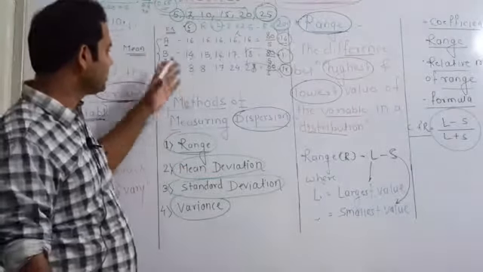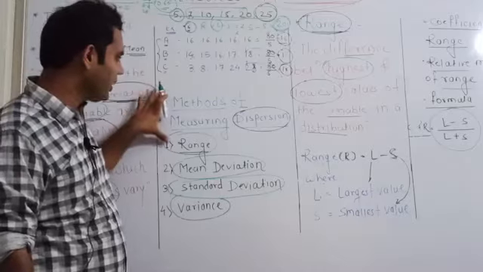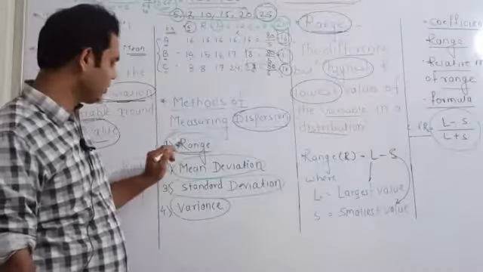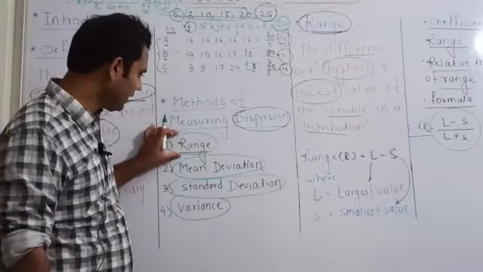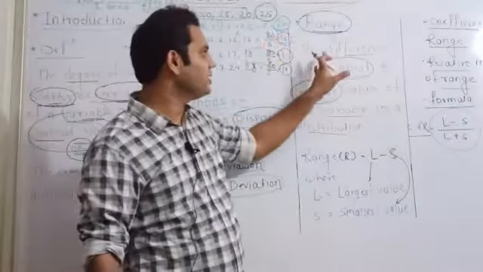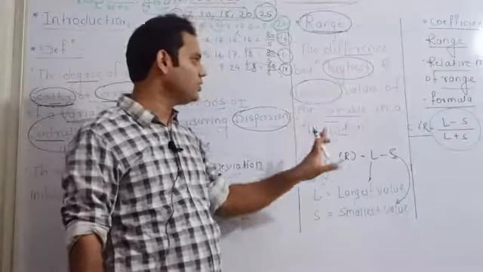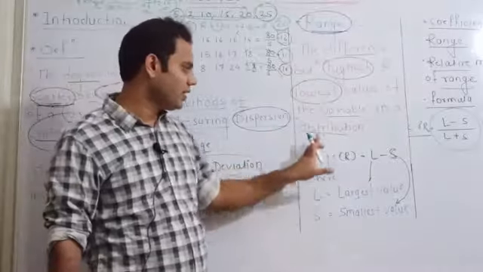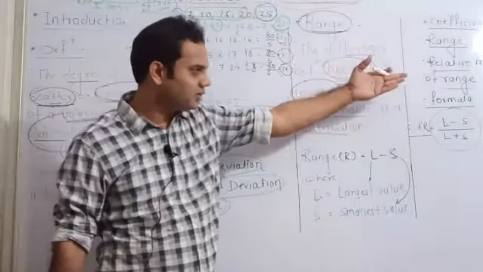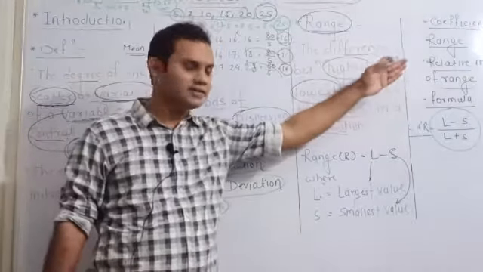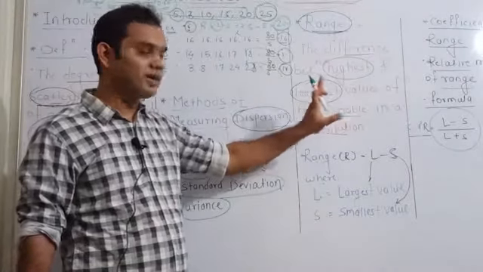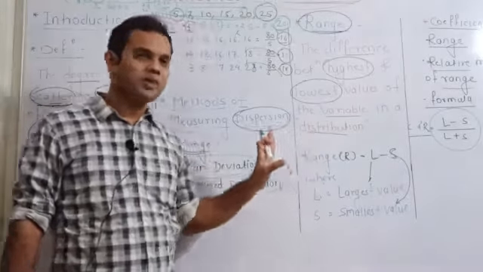The definition of measure of dispersion is simply the degree of scatter or variation, or you can say the spread of a variable around a central value, or the extent to which individual items vary from the central value. Then we studied the different methods of measuring dispersion: range, mean deviation, standard deviation, and last, variance. We only studied range today. Range is the difference between the highest and lowest value of a variable in a distribution, calculated as R = L - S, and the coefficient of range is given by (L - S) upon (L + S).